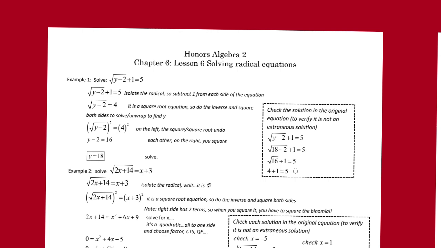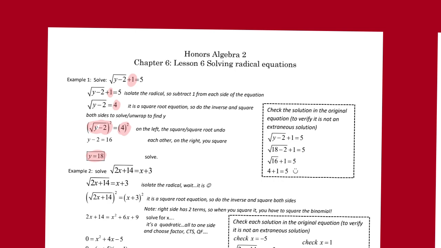So you're going to isolate the absolute value or the square root. You're going to move this by adding 1 to both sides right here, and you get a minus 1, minus 1 from both sides, and then you're going to square both sides. The square and the square root undo each other, and when you square the right side, you get 16, and then when you solve it, you get 18 as your answer.